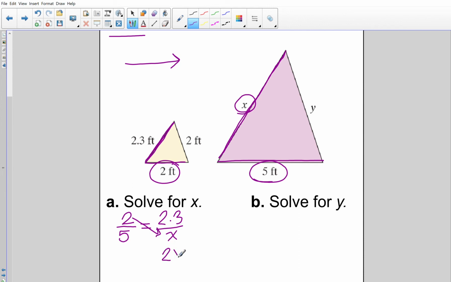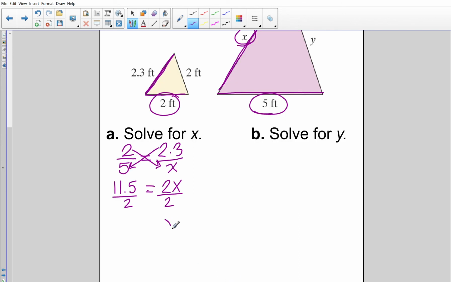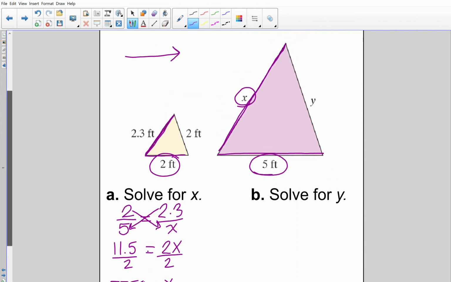So I have 2x and I have 2.3 times 5. Well, 2.3 times 5 is going to give me 11.5. So now I divide by 2, and x is equal to 5.75, and this was feet. So that means that on this triangle, this side is really 5.75 feet. Okay? So now I want to do the same thing solving for y.